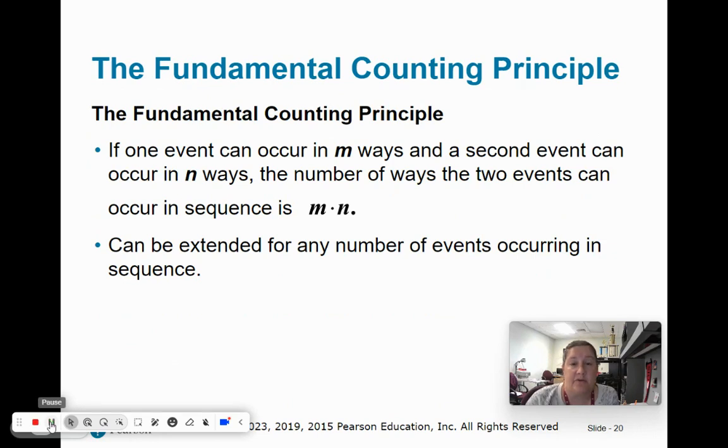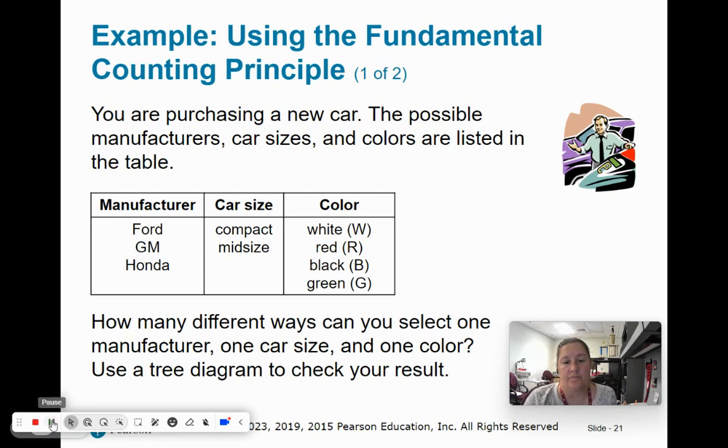Fundamental counting principle means if you have events in a sequence and there's a different number of ways for each, you can multiply their number of ways to figure out the total number of ways events can happen in sequence. So for example, we have this new car problem. You've got different manufacturers, car sizes, and colors. How many different ways can you select one of each?